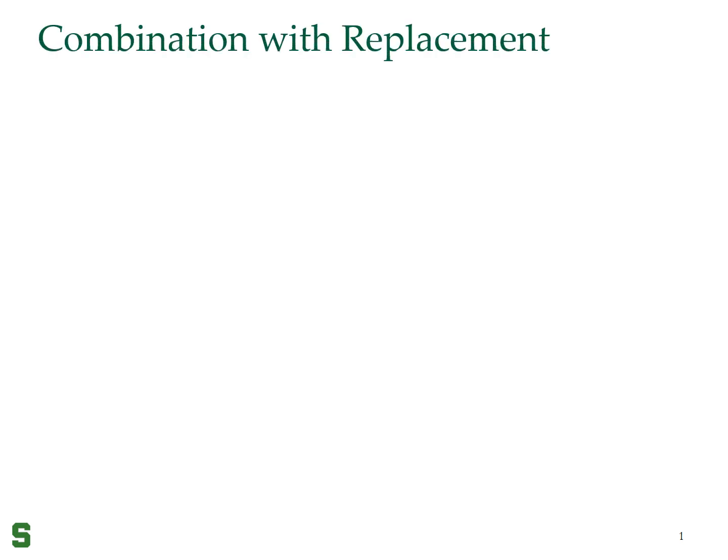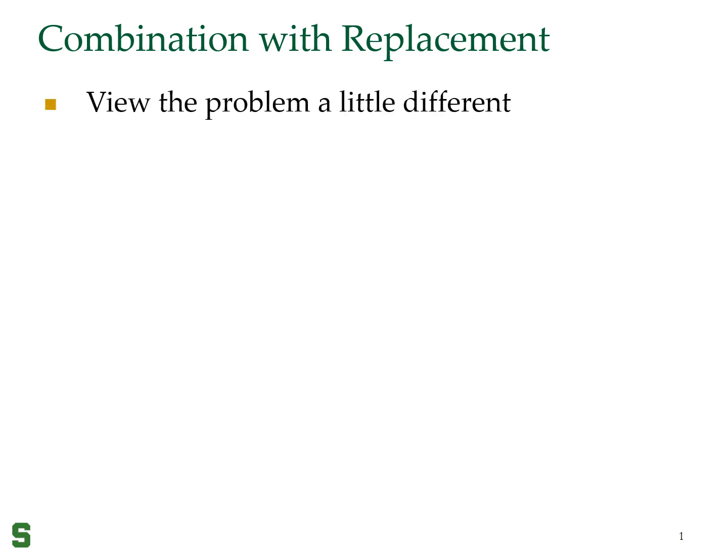So the idea that we did with combinations without replacement doesn't work, because the actual combination we select is going to affect the number of ways in which we can permute them. So let's see what we can do. We're going to view this problem slightly differently.